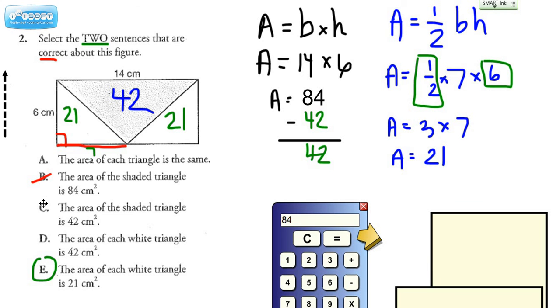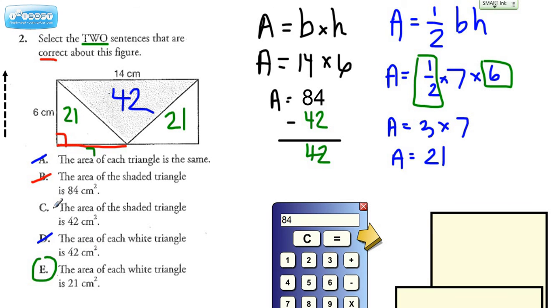All right, so if you look at choice C, it says the area of the shaded triangle is 42 square centimeters, and we got that. So we're probably going to pick that. But before we do, let's make sure we can eliminate the other choices. The area of each triangle is the same. Well, if this is bigger than that, then we can eliminate that. The area of each white triangle is 42 square centimeters. So here's a white triangle. We didn't get 42. We got 21. So we can cross that off.